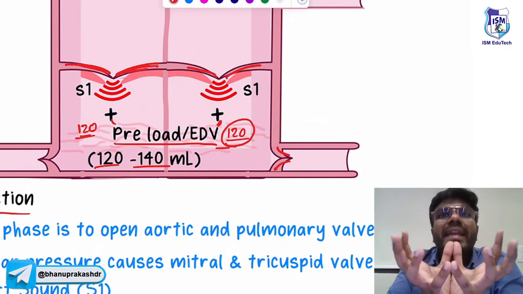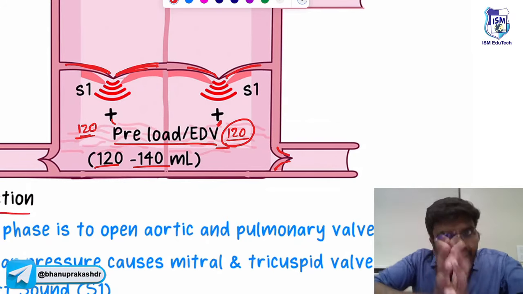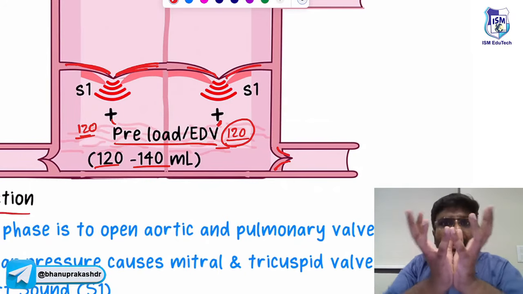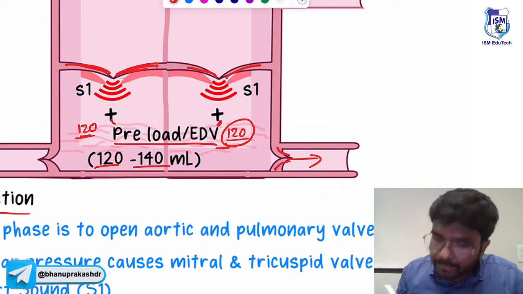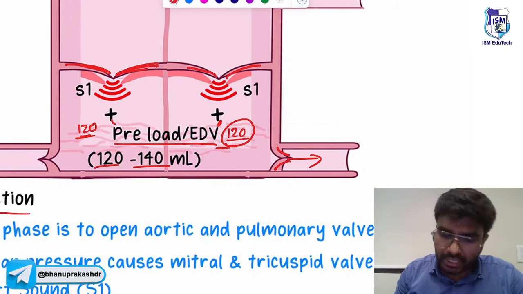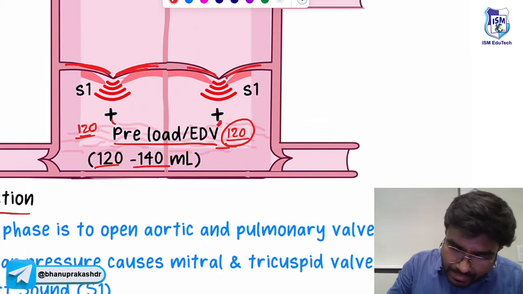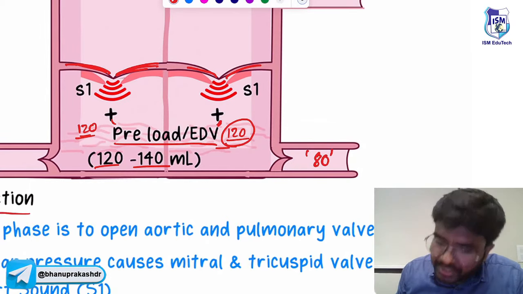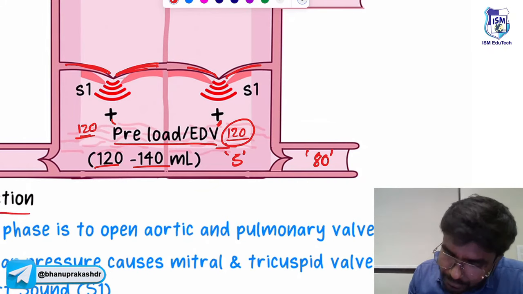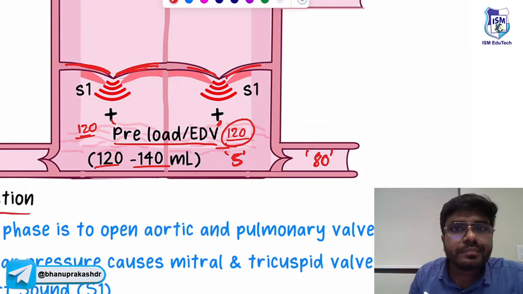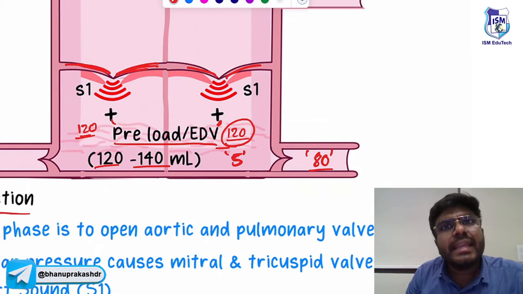Okay. Now, what does it have to do? It has to contract, right? The ventricle has to contract. It has to push the blood into the aorta. Sir, you need to understand, here in the aorta, the baseline pressure is 80 mmHg. Do you know, in the ventricle, the pressure is 5 mmHg. The pressure in the aorta is 80 mmHg.